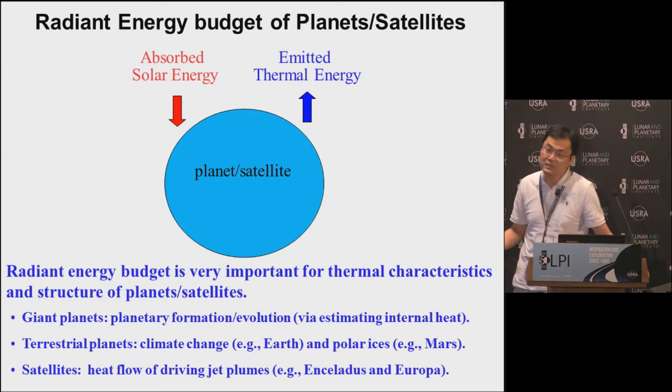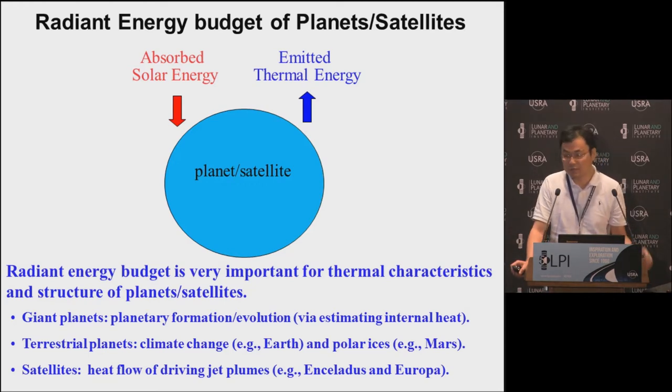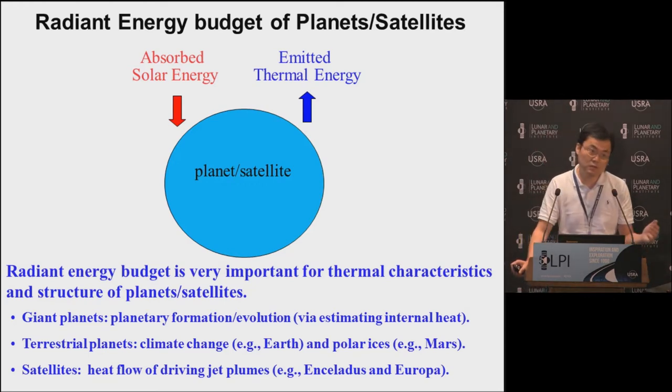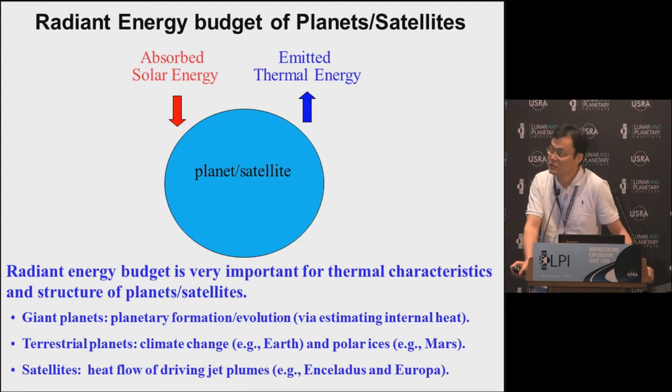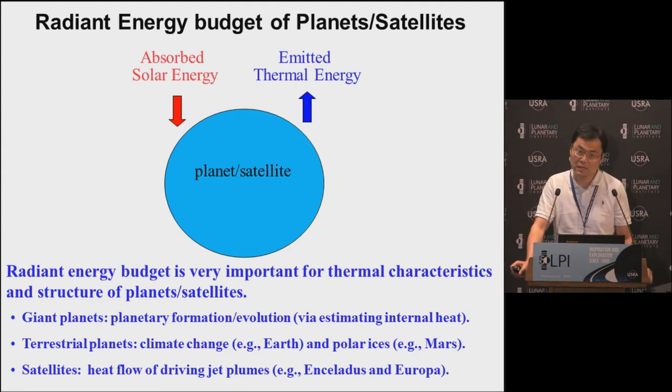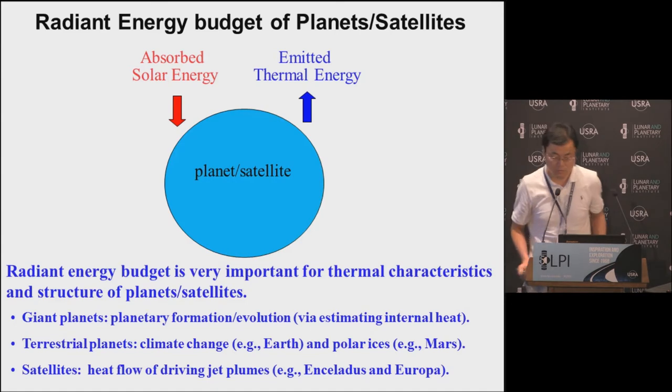But for the giant planets, that's different. There is one more energy source from inside, which we call internal heat. So internal heat is pretty important. It's very closely related to planetary formation and evolution. In other words, internal heat can help us to understand planetary formation and evolution. For the terrestrial planets and satellites, the radiant energy budget can help us to understand climate change, the polar ice, even the jet plumes on some satellites like Enceladus and Europa.